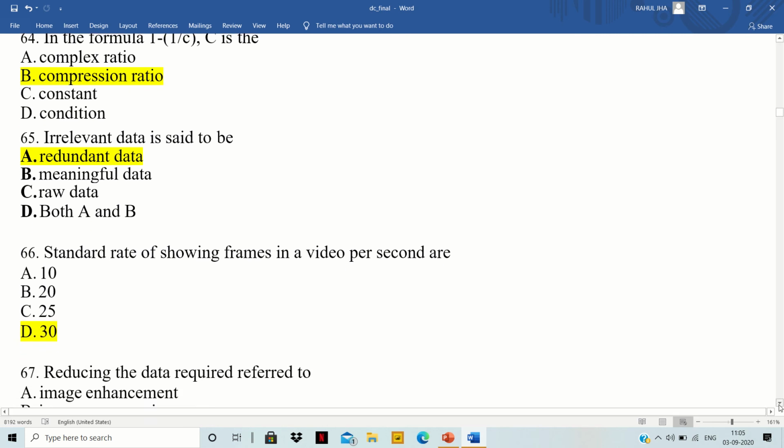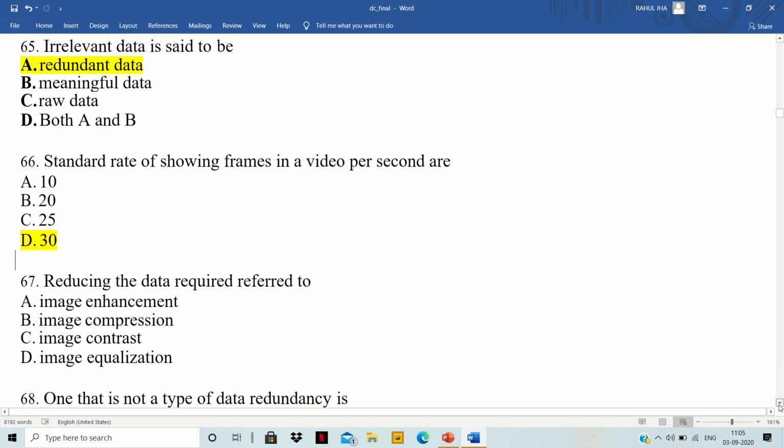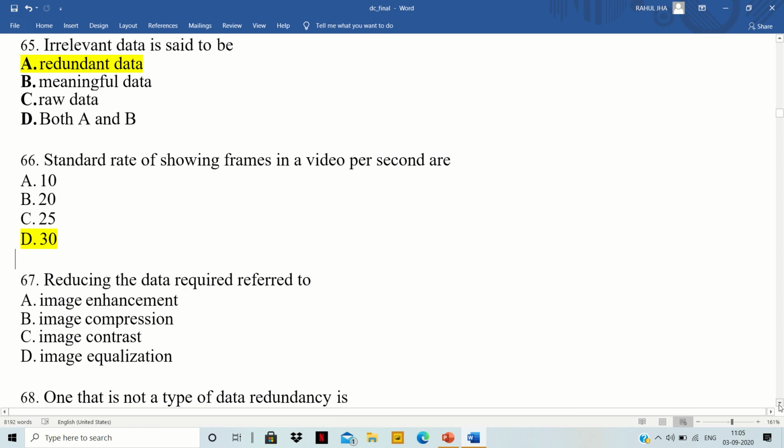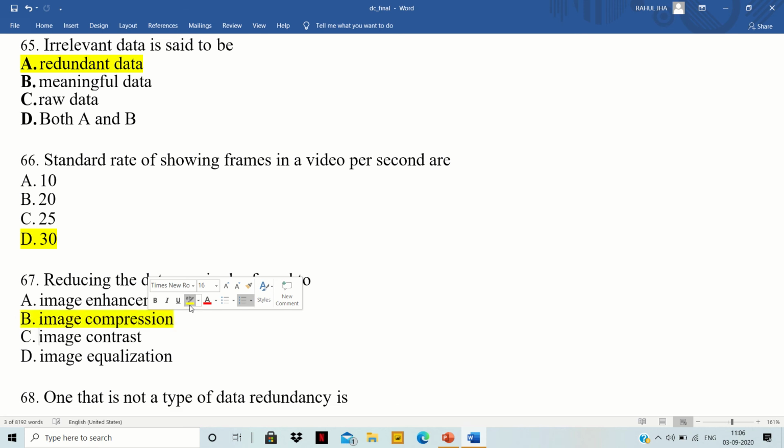Next question. Reducing the data required is referred to as what? If we are reducing the data required, the process will be called image enhancement, image compression, image contrast, or image equalization. So the right answer will be image compression, which is option B.